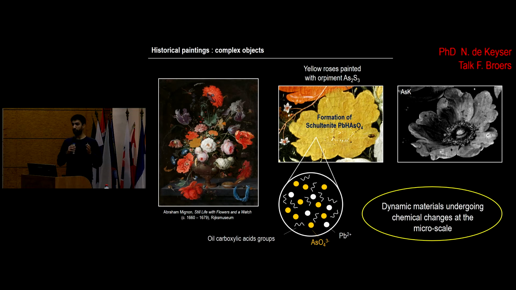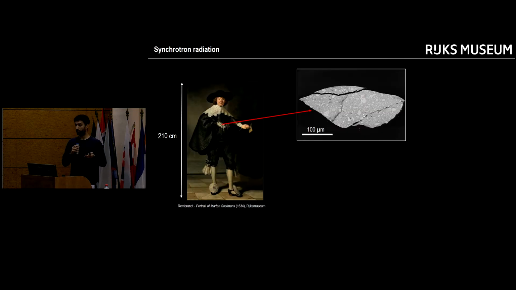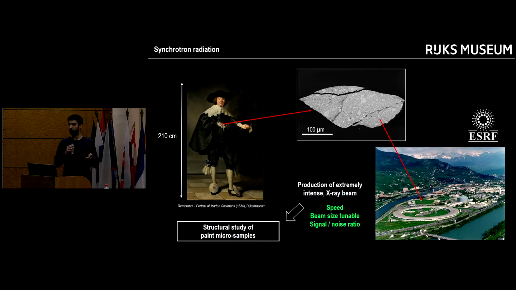To try to overcome these difficulties, what we are used to doing is to go to synchrotron facilities, and to do that, as was already said, we are used to collecting microsamples carefully at the surface of paintings and bringing those samples to the synchrotron, where we will rely on the state-of-the-art analytical capacities in order to perform some very advanced characterization. And in my case, I will deal mostly with the structural study.